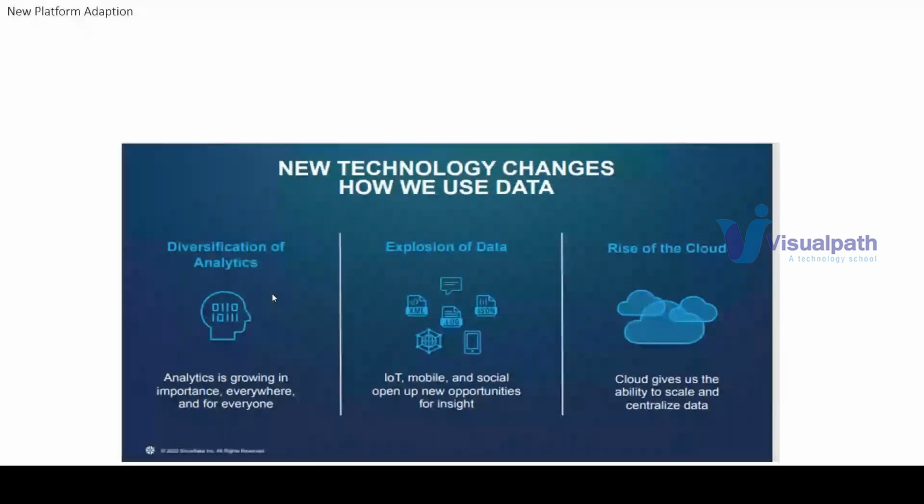And one more thing is that your data is exploding, basically. You can have data coming from so many types of devices, IoT devices, along with mobile devices and social networking as well. So much is coming in here. And earlier we used to have the data only on premise. Right now there are so many different types of cloud providers that have come into the market. Those cloud providers are able to centralize the data in one central location.